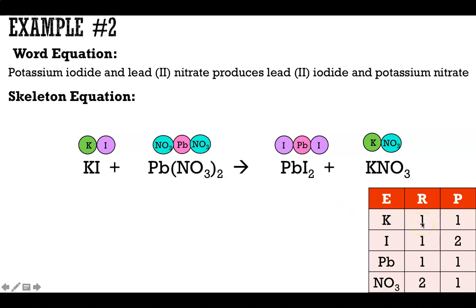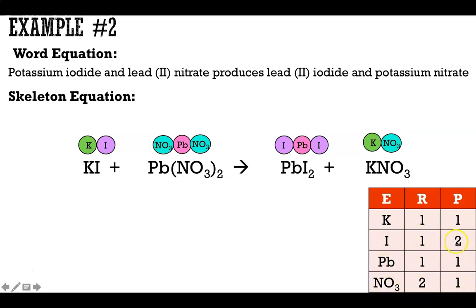We're starting with 1 potassium on the reactant side and 1 on the product side, there and there. We've got 1 iodine and then 2 on the product side, right here and here. 1 lead on both sides, and then NO3s, we're treating that as a unit. So here we've got 2 NO3s, and here we've got nothing written outside the brackets, so we only have 1 NO3. So if we go through, we can see that potassium and lead are already balanced, but iodine and nitrate are not. So let's start with iodine.